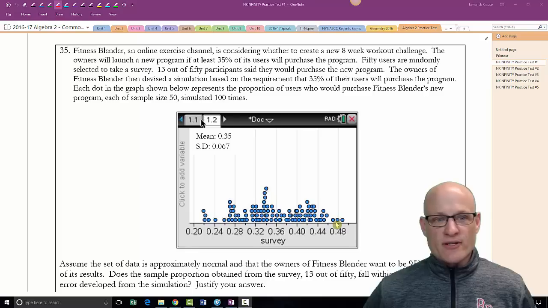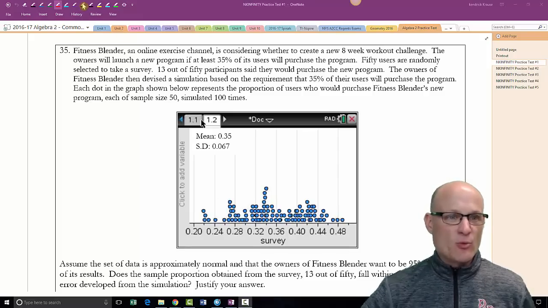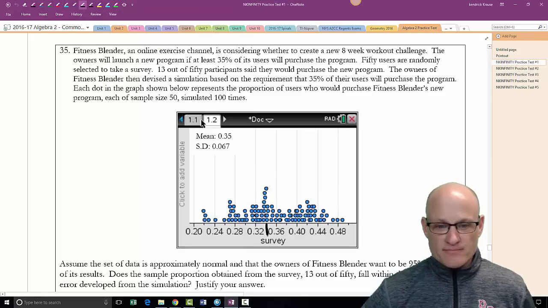The owners of the Fitness Blender then devised a simulation based on the requirement that 35% of their users will purchase the program. Each dot on the graph represents a proportion of users who would purchase the new program. Each one of these dots represents a sample size of 50, and there's 100 dots here. So you'll see that it is centered somewhere around 35. Centered around here. All right.